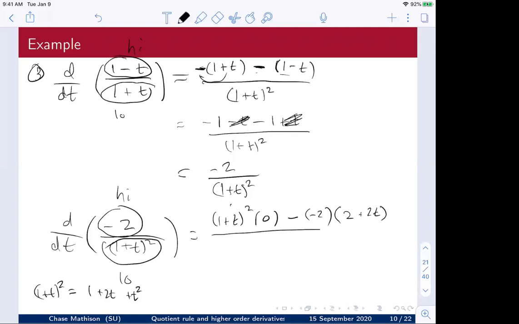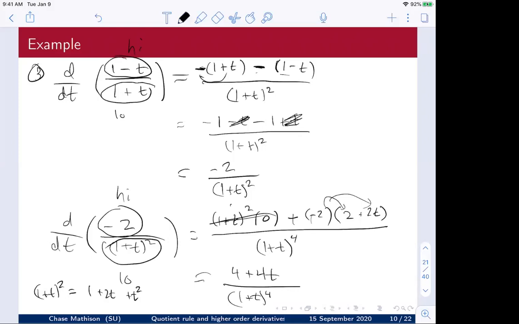Okay, and then over the square of what's below. So I'm going to get 1 plus t, the quantity squared, and then I'm going to square that again. So I'm going to get over 1 plus t to the 4th, right? So that 0 goes away. I'm left with 2 times all that. This becomes a plus. So I'm left with, when I distribute this, 4 plus 4 times t divided by 1 plus t to the 4th.